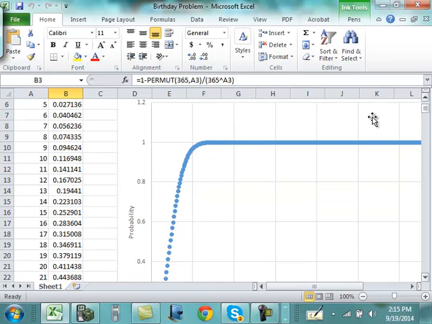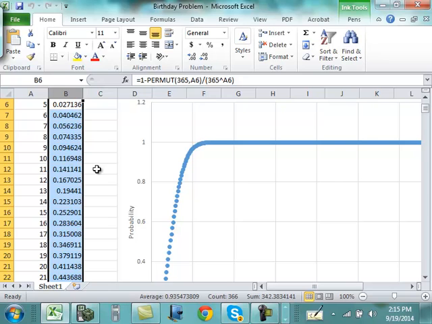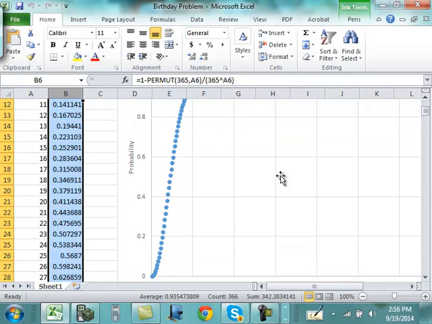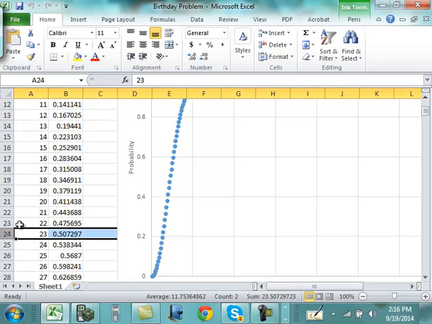Now, I want you to notice, look down this column here. These are probabilities. The probabilities are rather small if you have a small number of people in the room. But look, those probabilities climb pretty quickly. By the time you get about 22 or 23 people in a room, you're right at about 50% probability that at least 2 people have the same birthday. Theoretically, at least.